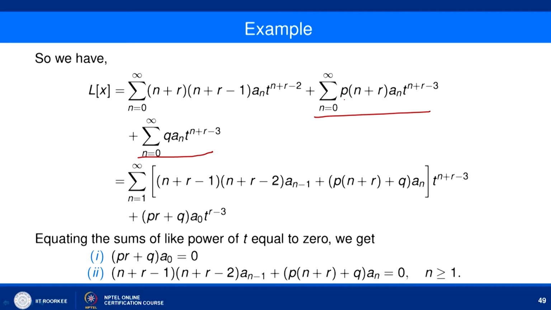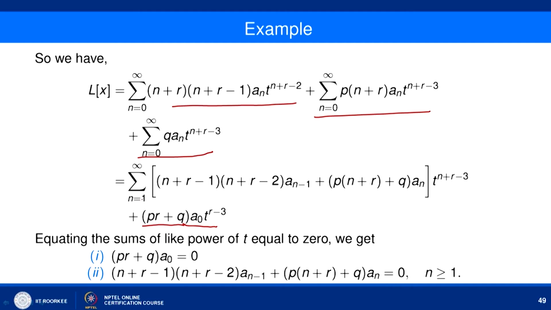So that is what? p r plus q a naught into t to the power r minus 3 is given when n equal to 0. But when you put n equal to 1, then this will give you the term t to the power n plus r minus 2, so it means that this term will also come into picture.